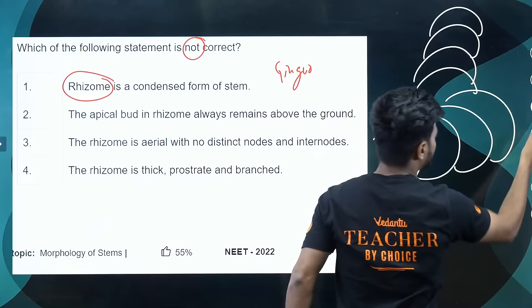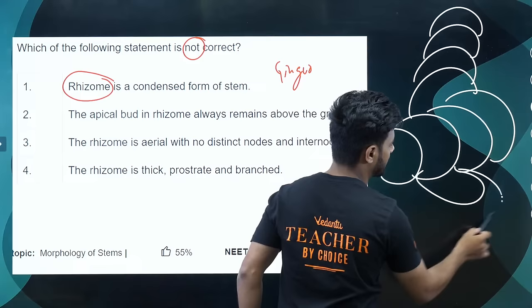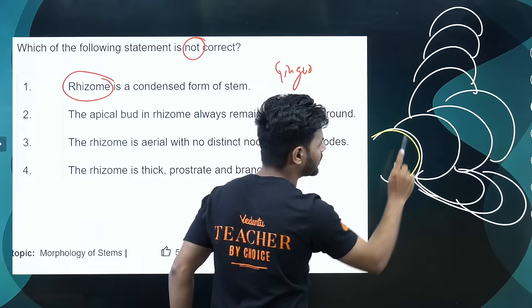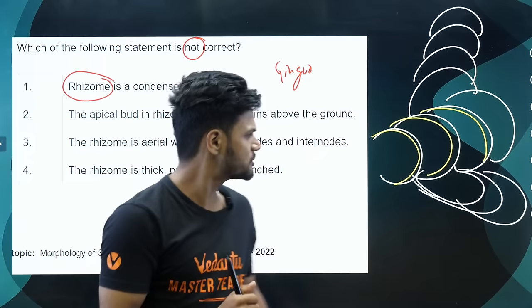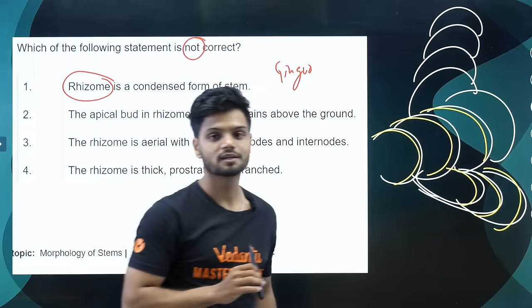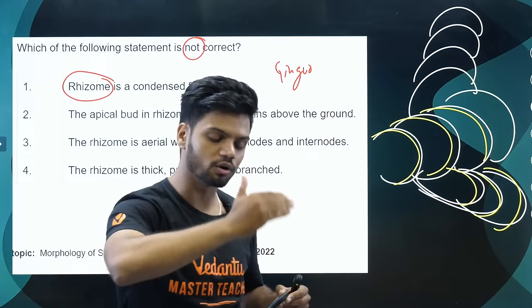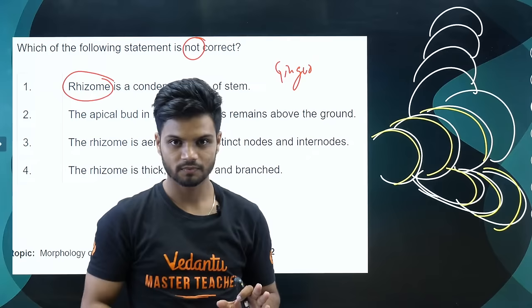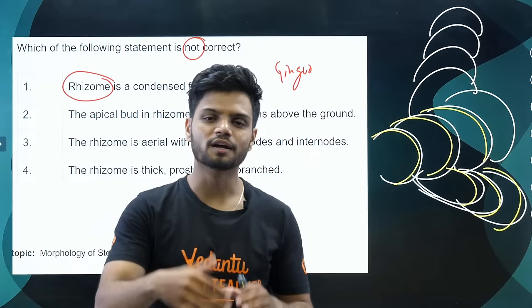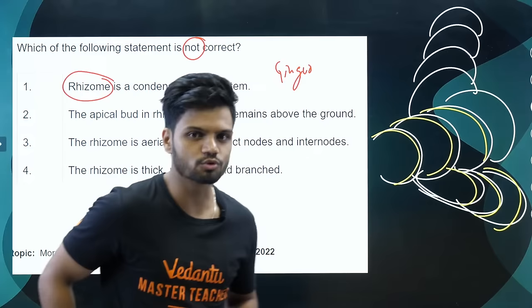If this is your ginger, don't worry about the diagram. On this ginger, have you noticed these small lines when you make ginger tea? Yes, students, the lines on the ginger are basically your nodes and internodes. Now tell me in the chat, where do you find nodes and internodes? Nodes and internodes are found in your stem, right? Stem has nodes and internodes. This is your stem. This will have internodes.